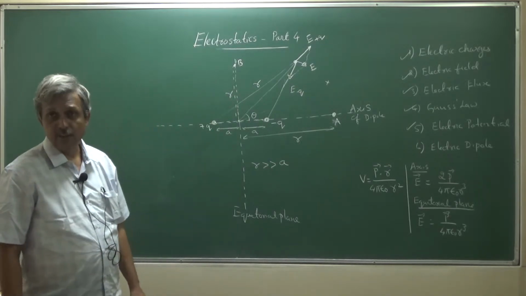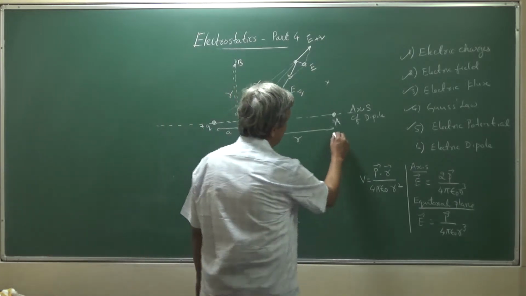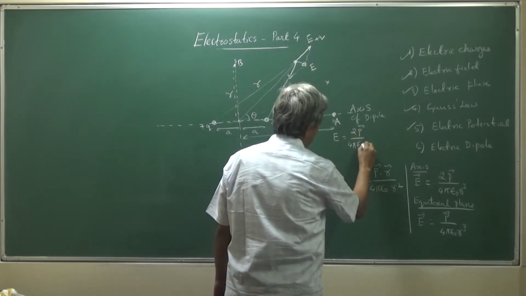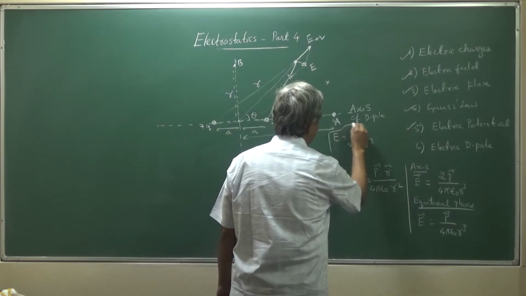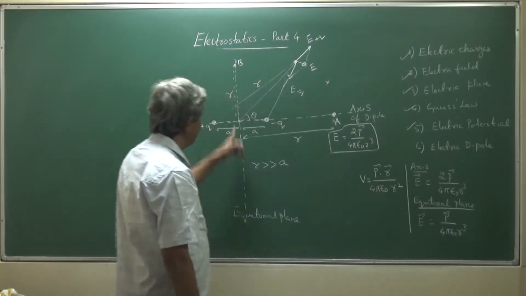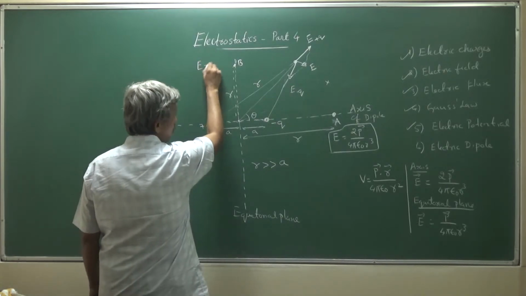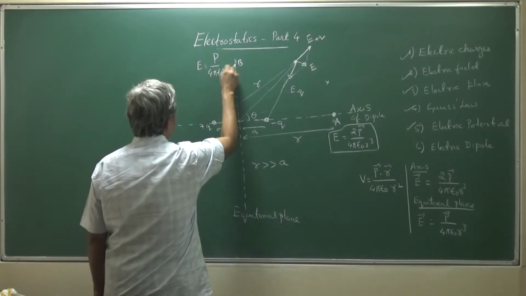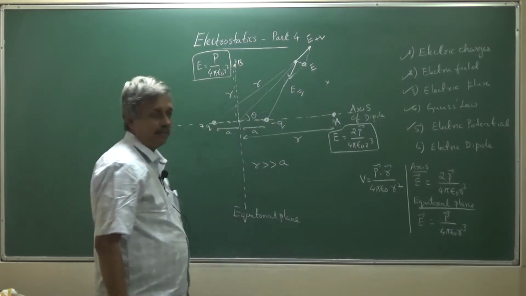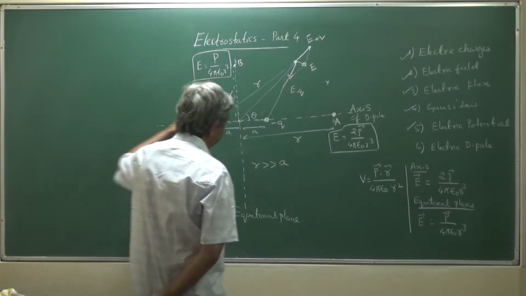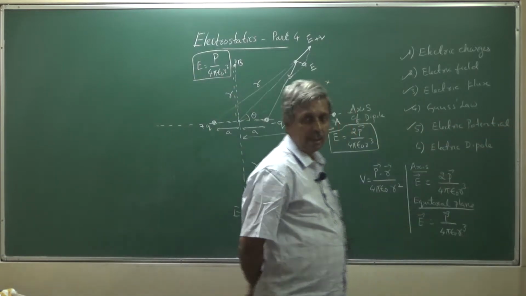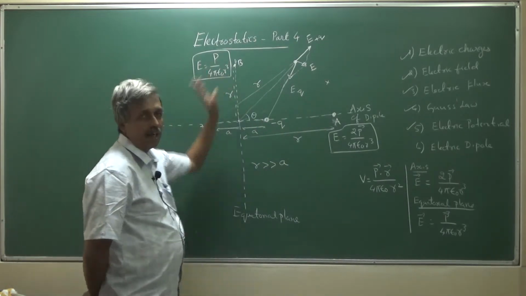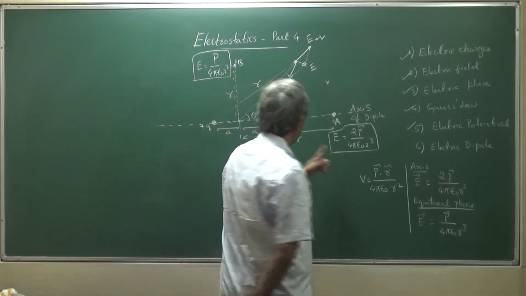On the axis, you get an electric field given by E is equal to 2P divided by 4 pi epsilon naught r cubed. And on the equatorial plane, we get E is equal to P divided by 4 pi epsilon naught r cubed. Two formulas: one is the electric field on this line as a function of r, and another is the electric field on this line as a function of r.